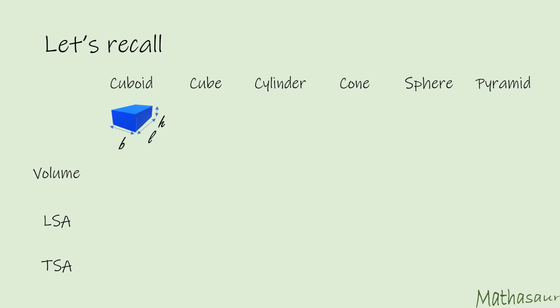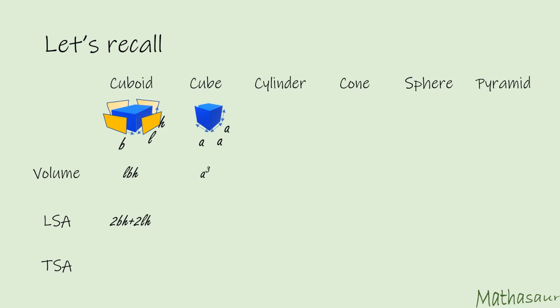A cuboid has a length, breadth, and height. The volume can be obtained by stacking the base h times. Since the base is a rectangle, the volume would be length times breadth times height. A cube is a special type of cuboid with all its dimensions equal. So its volume would be a cube.